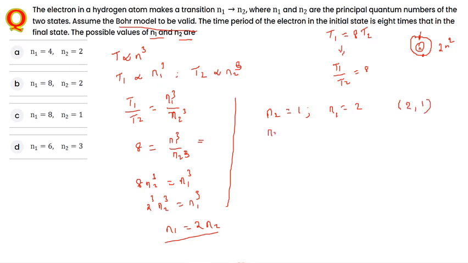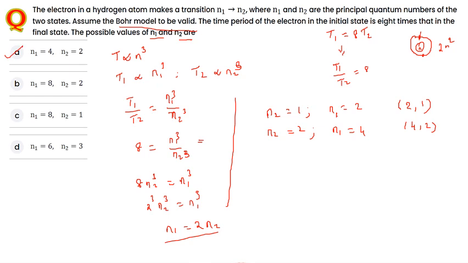Next, if n2 is equal to 2, n1 here is 4. So what are the possibilities? 4 comma 2. Are there any 4 comma 2 values? Yeah, you can see this one. 4 comma 2 is there. N1 is 4 and N2 is 2.